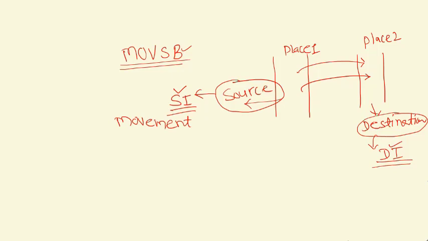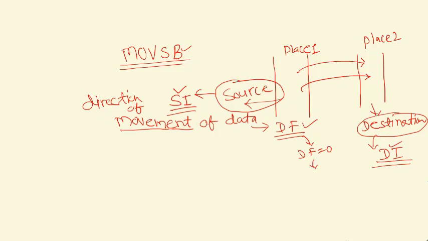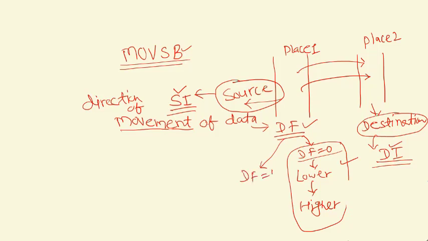The direction of movement of data is controlled by the direction flag, DF. If DF is 0, then the data movement will take place from the lower memory address to the higher memory address. When DF is equal to 1, then data transfer will take place from the higher memory address to the lower memory address. So this is all about the DF, and we have already studied this.